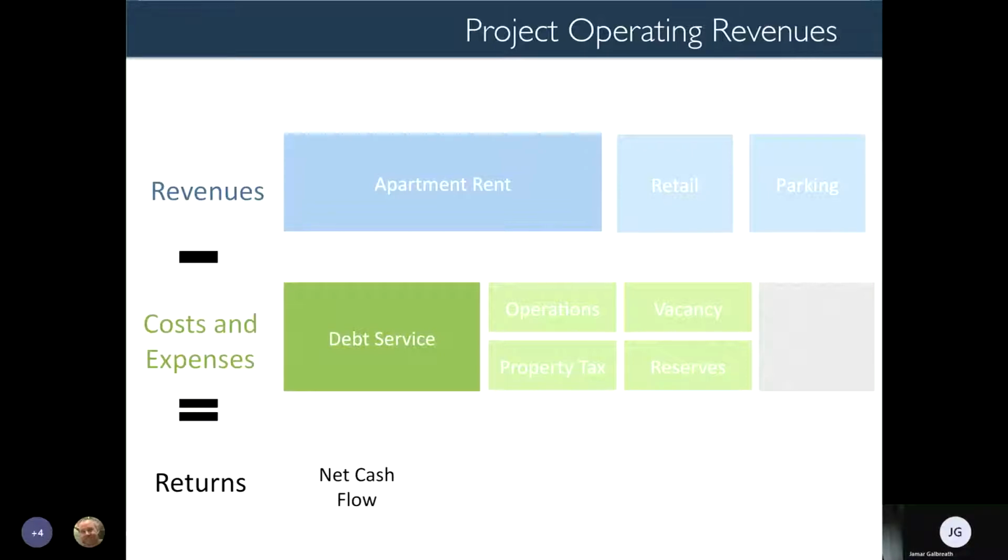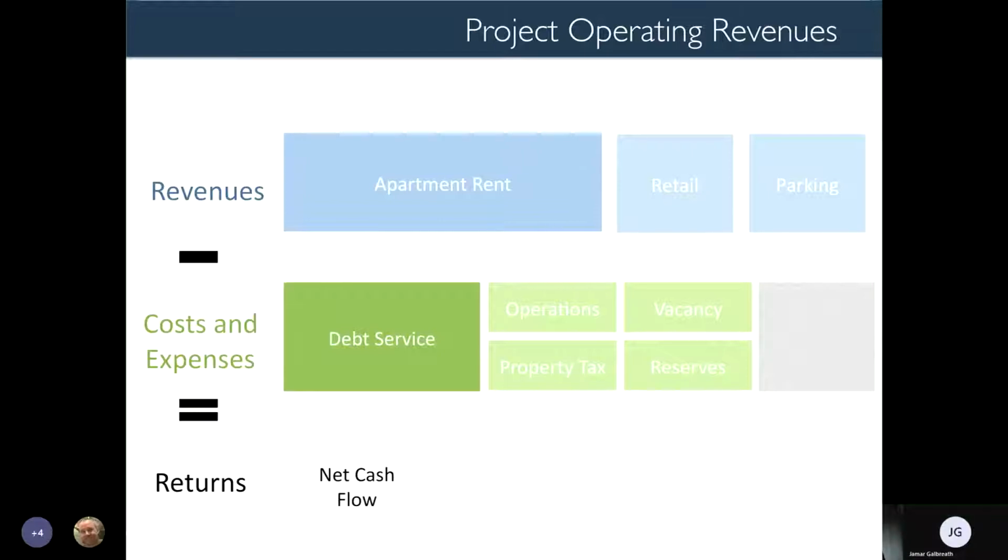In this example, we're looking at an apartment complex. So the revenues can be broken down into rent. Maybe there's a retail component. Maybe you're lucky enough to be able to get some revenue off of parking. That bar has to be longer than your costs and expenses bar.